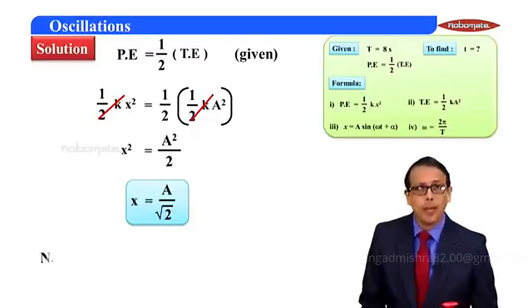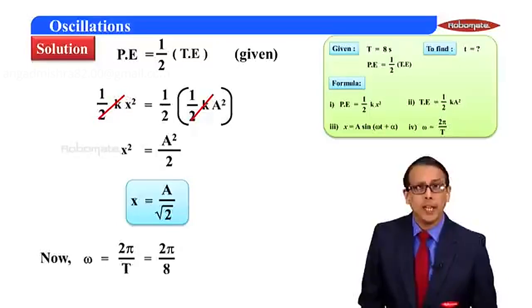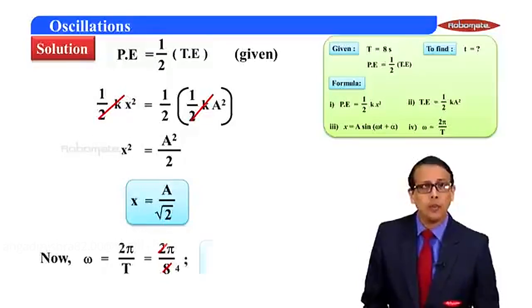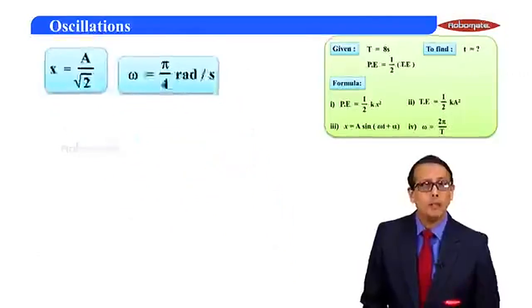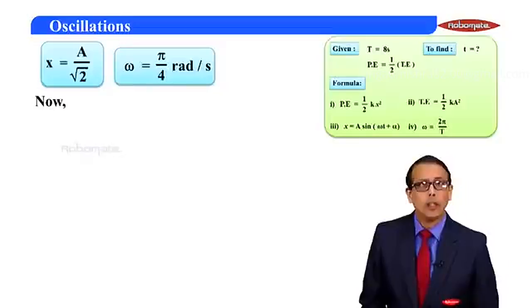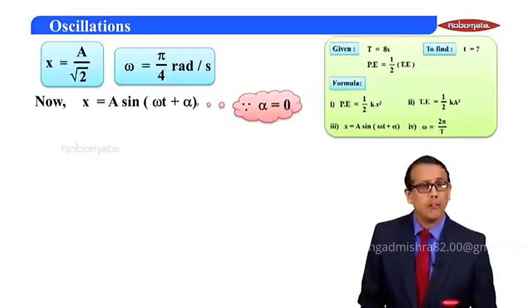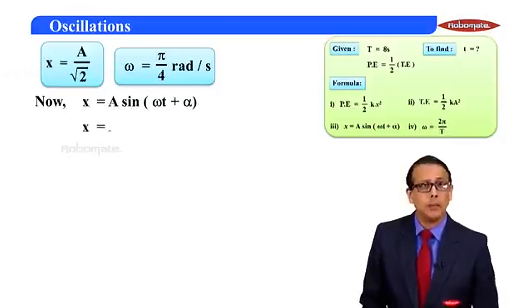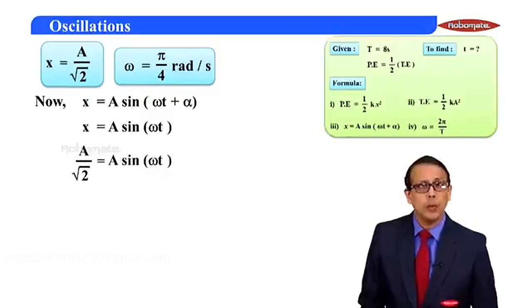Let's calculate omega now. As we know, omega is 2 pi by T and T here is 8 seconds. So 2 pi upon 8, 2 4s are 8 and therefore students, omega is equal to pi by 4 radian per second. Now let's go for the displacement equation. As we know, x is a sine omega t plus alpha, that alpha is equal to 0 and hence x becomes a sine omega t. Let's substitute the respective values here. So x is a by root 2, that is equal to a into sine of omega t.